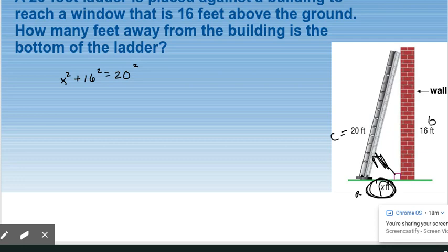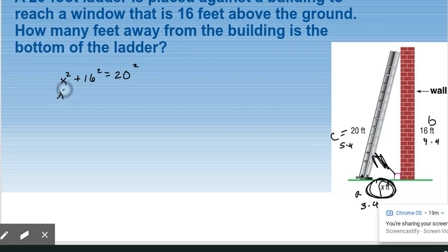See, this is 5 times 4. This is 4 times 4. So this is a 3, 4, 5 Pythagorean triple. So if I'm doing this right, I should get, I believe, 12 for that answer. But let's go ahead and check it out.